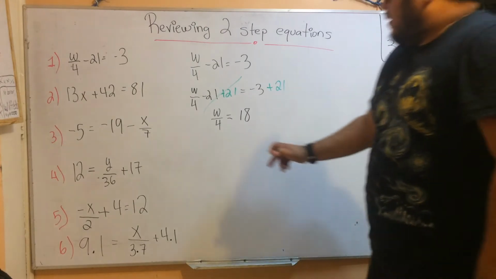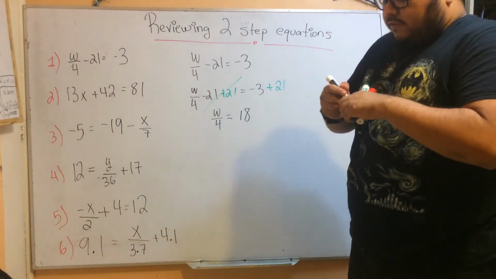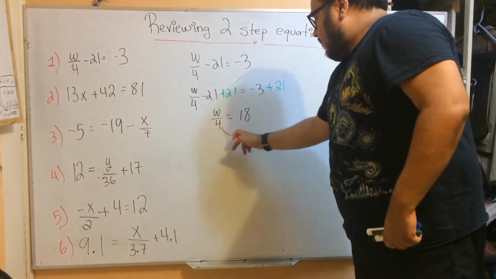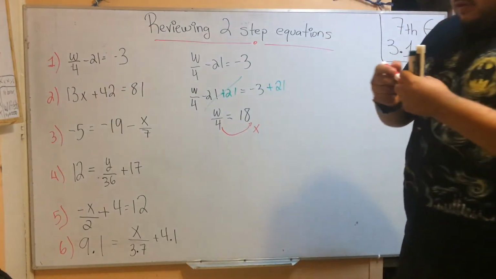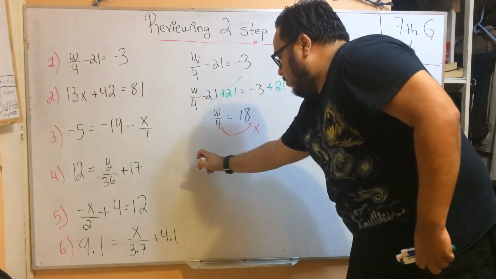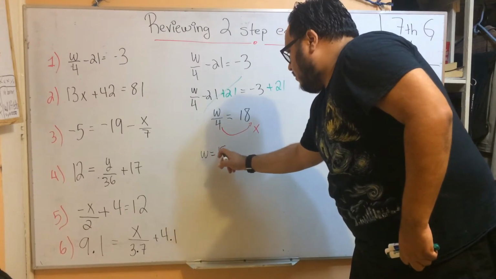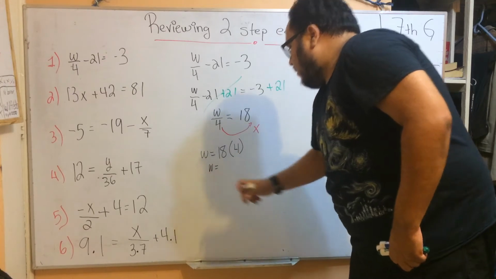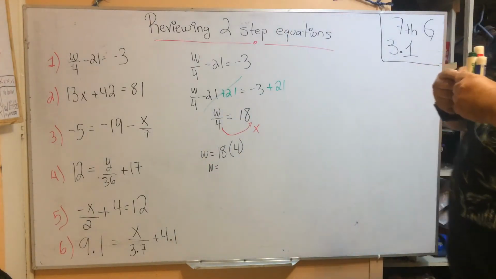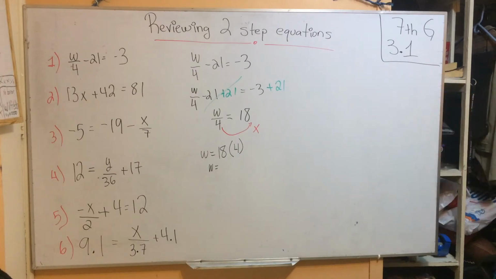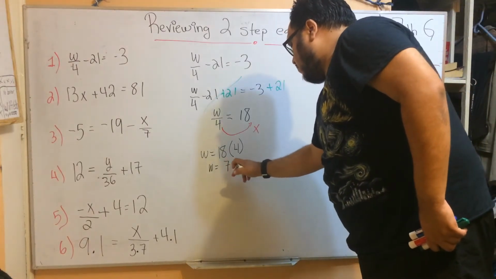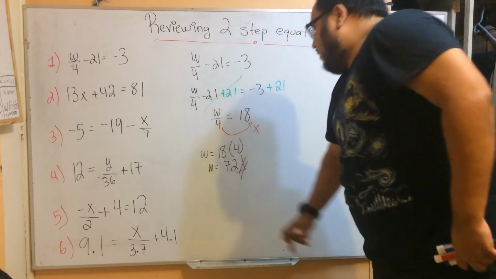18. Now this number, if you notice, is dividing. So how do I switch it to the other side? We switch it to the other side, multiplying. So we're going to have w equals 18 times 4. The answer for 18 times 4 is 4 times 10, 40, 4 times 8, 32, 72. And there we have our answer.